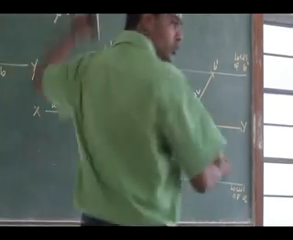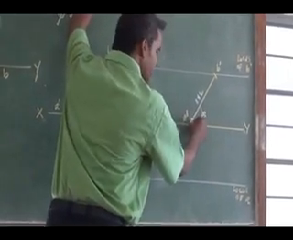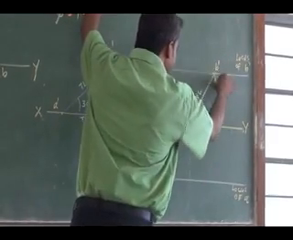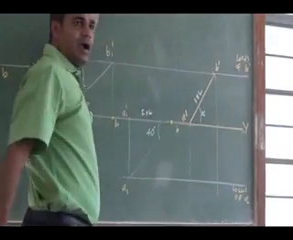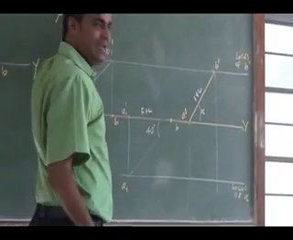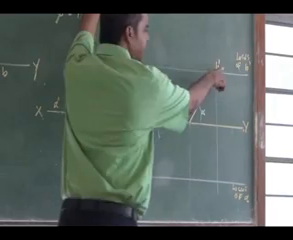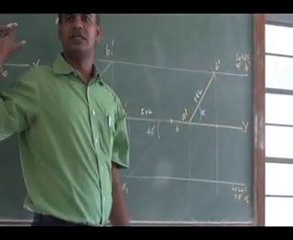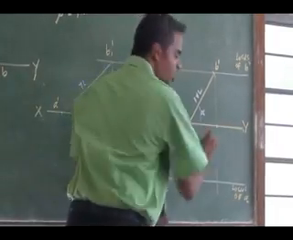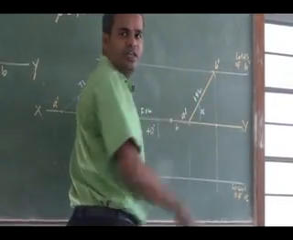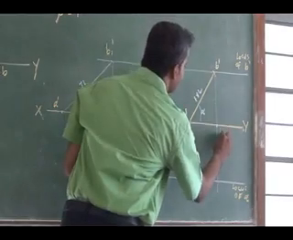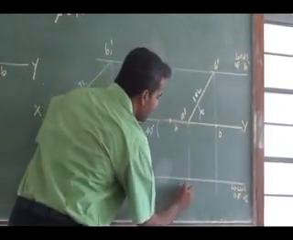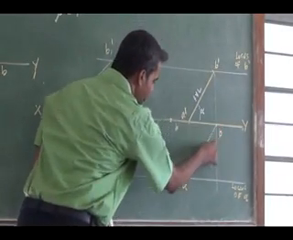Top view: end A's projection will fall on a single projector line. End B's projection will fall on another projector line. I can mark it directly. We know end B's top view will be on the reference line, as per this orientation. That is my B. This is my A. So I can join it.